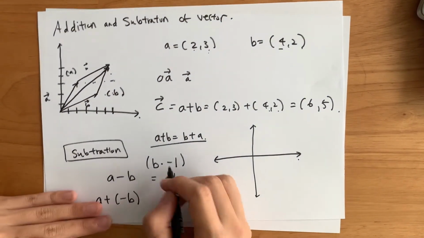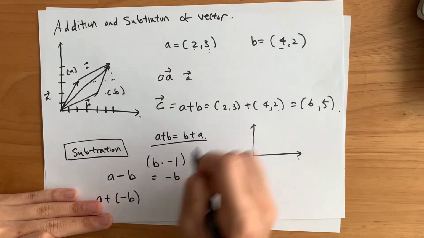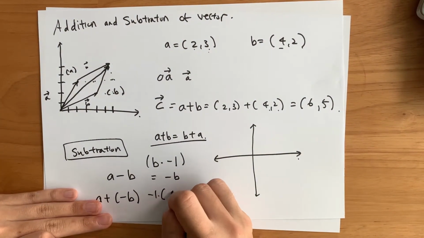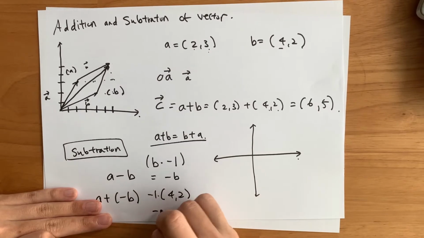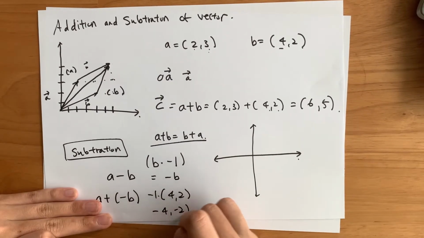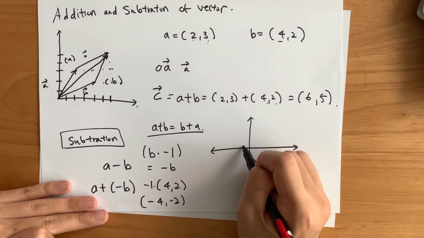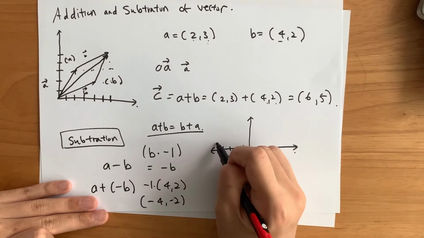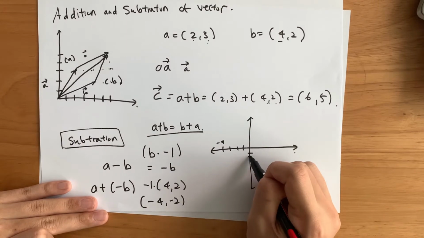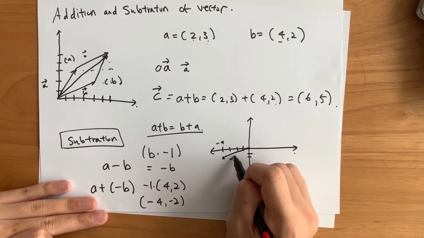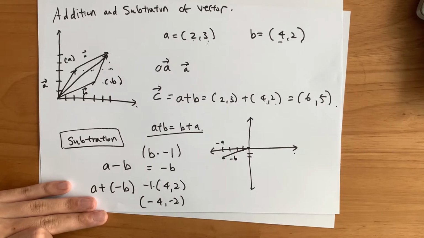Well, we can see this well. Then B multiplied by -1: -1 multiplied by (4, 2) is (-4, -2). So let's draw this -4: 1, 2, 3, 4, -4, and 1, 2. And we have this negative B, like this.